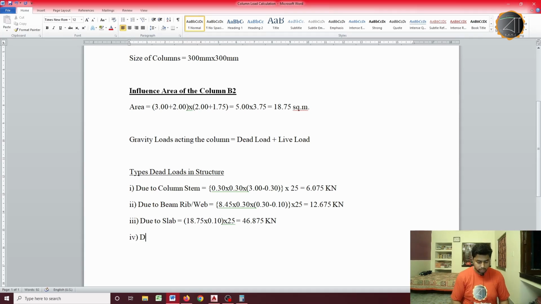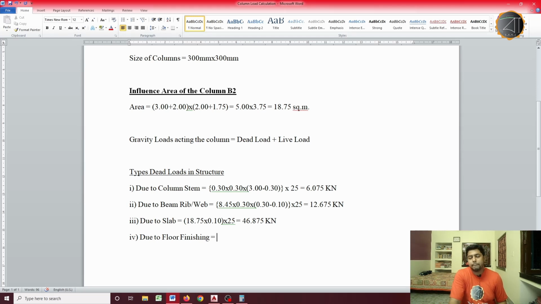Fourth one, due to floor finishing. Ideally the area of the floor finishing is the area of the floor which we have already considered minus the area of the wall, because the portion where we have constructed the wall there will be no floor finishing, but from the all practical purposes and for better conservative load calculation we do not deduct for those things.